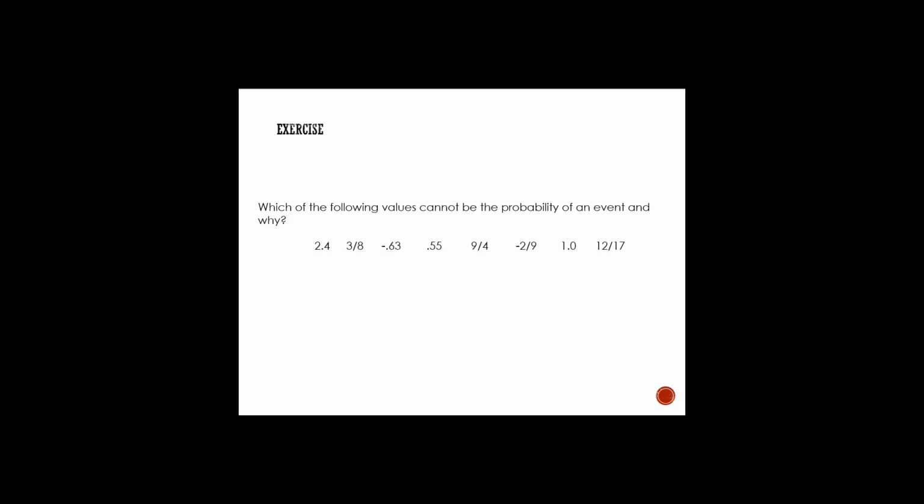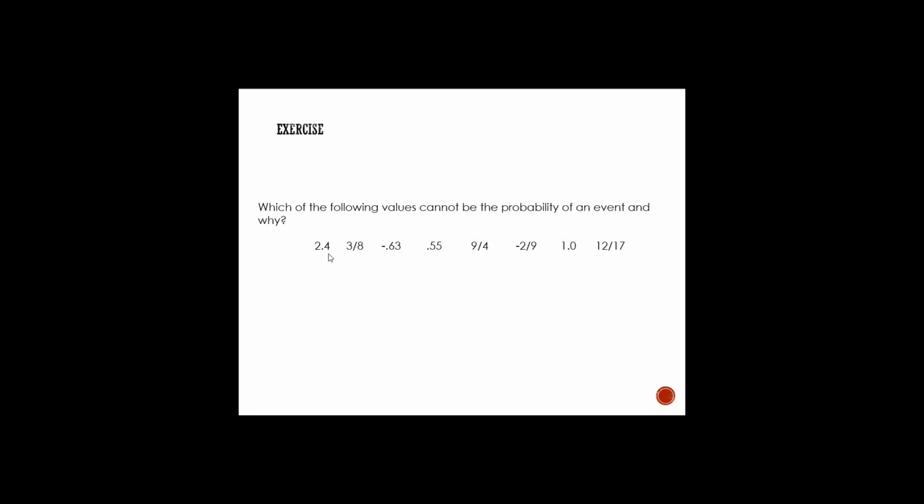Now let's do this exercise just to see if you understand those two properties. First, I want you to circle any of the values that cannot be the probability of an event, and be sure you can explain why. Stop your tape for just a second, get that done, and then come back.